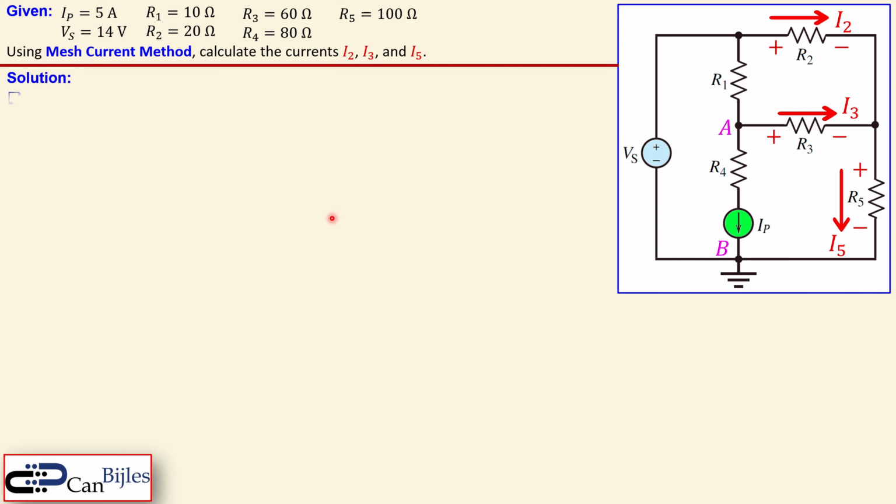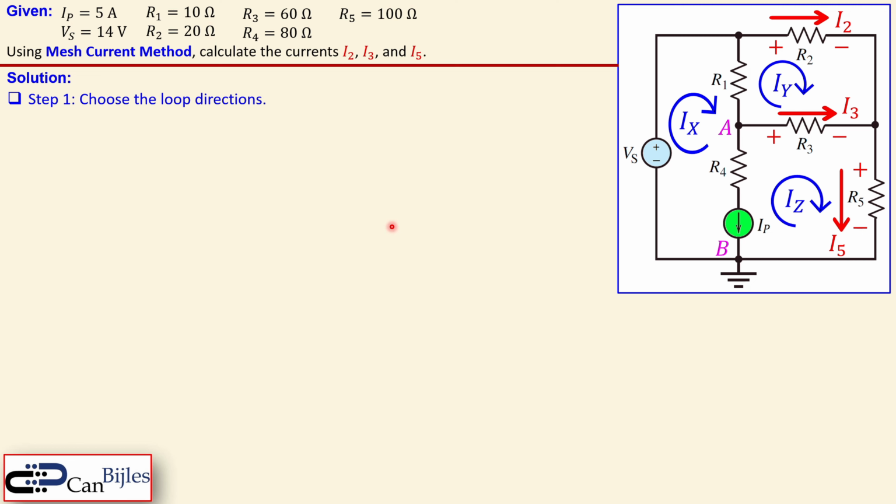So the solution, first step, we choose the loop directions. In this case, we make 3 loops because we have here a loop, another loop here, and another loop here, so we have 3 loops. So this is the IX loop, this is IY, and there is also IZ. Now, we will write down the loop equation for each loop. That means for X, for Y, and for Z.